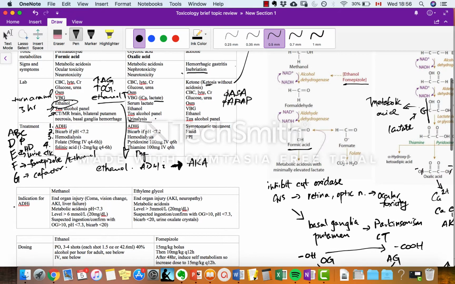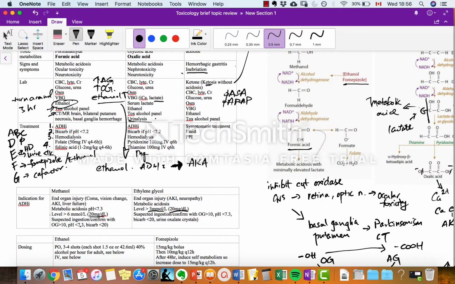So indications for fomepizole or ethanol are any end-organ injury and metabolic acidosis. For methanol, the level is 6. So this is converted from American units. In America, the unit is 20, and for both ethylene glycol and methanol, this is an arbitrary number they just chose. But because ethylene glycol is larger, it corresponds to a lower millimole per liter concentration. So greater than 6 for methanol, greater than 3 for ethylene glycol.